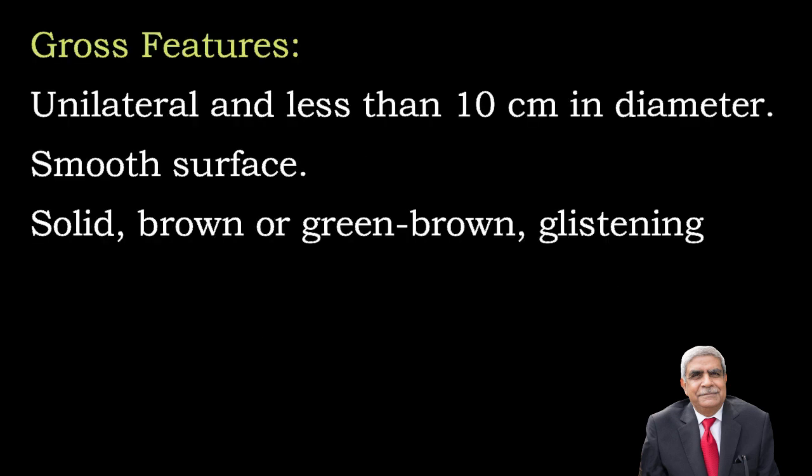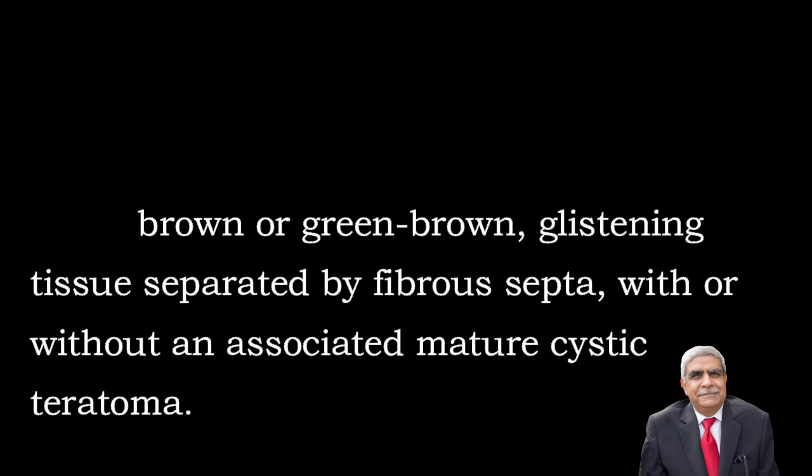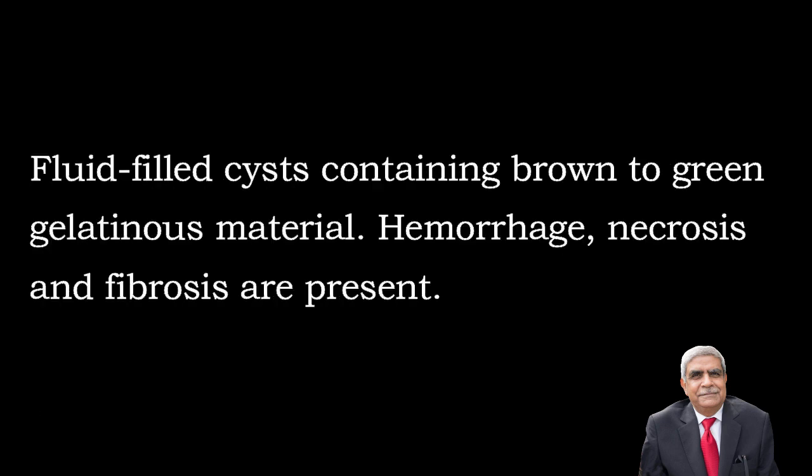Gross features: they are unilateral, normally less than 10 centimeters in diameter. They have a smooth surface. They are solid, brown or green-brown, glistening tissue separated by fibrous septa with or without an associated mature cystic teratoma. Fluid-filled cysts containing brown to green gelatinous material are also present. Hemorrhage, necrosis and fibrosis are also seen.